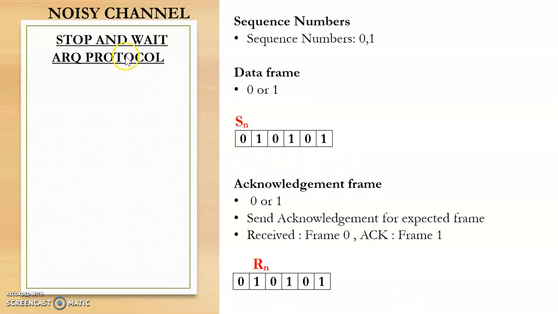As said earlier, sequence numbers are added in stop and wait ARQ protocol. So let us discuss how the sequence numbers are added in stop and wait ARQ protocol to identify a frame.